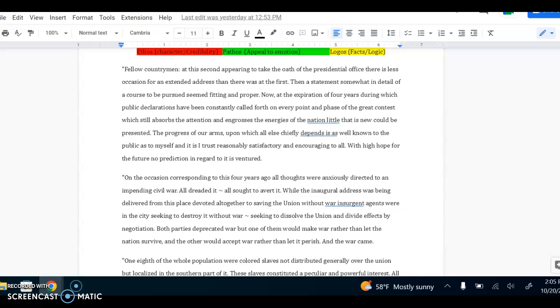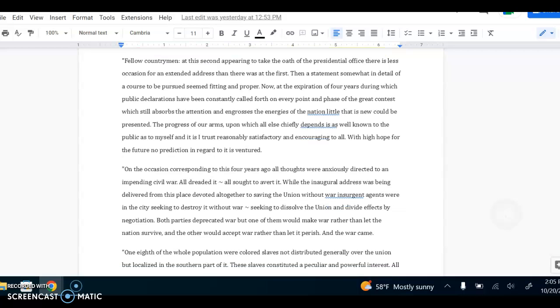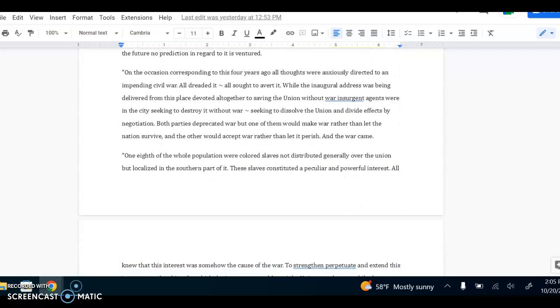With high hope for the future, no prediction in regard to it is ventured. On the occasion corresponding to this 4 years ago, all thoughts were anxiously directed to an impending civil war. All dreaded it. All sought to avert it. While the inaugural address was being delivered from this place, devoted altogether to saving the Union, without war insurgent agents were in the city seeking to destroy it without war, seeking to dissolve the Union and divide effects by negotiation. Both parties deprecated war, but one of them would make war, then let the nation survive, and the other would accept war rather than let it perish.